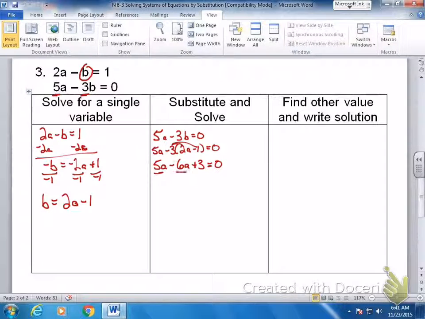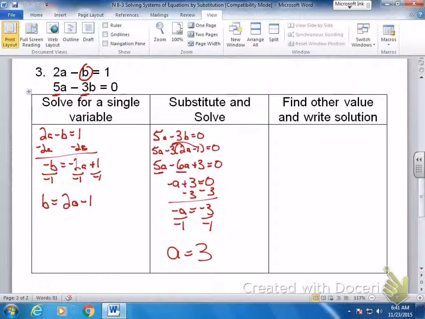I can combine my like terms here. 5A minus 6A gives me negative A plus 3 equals 0. Now I can subtract my 3 to the other side, and you get negative A equals negative 3. But again, we don't want negative A, we want positive A, so I'm going to divide both sides by negative 1, and I get my answer is A equals 3.